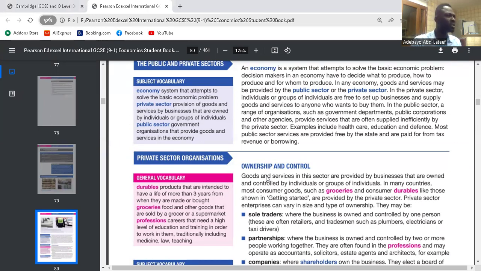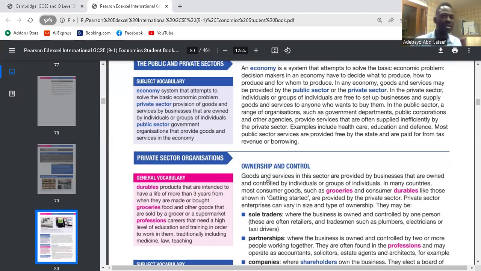Now, the problem of the economy is scarcity, right? The problem of the economy is scarcity. So if there's scarcity, we need allocation of resources. So the system must allocate resources. So we now have to think, who are those in the system that will allocate these resources? Are we going to allocate these resources to the private sector or to the public sector?